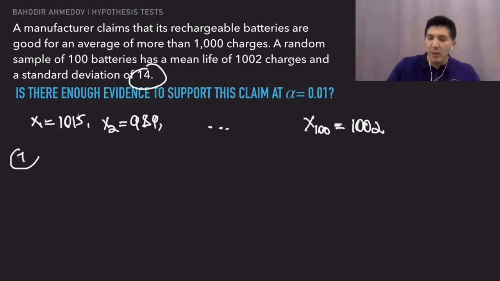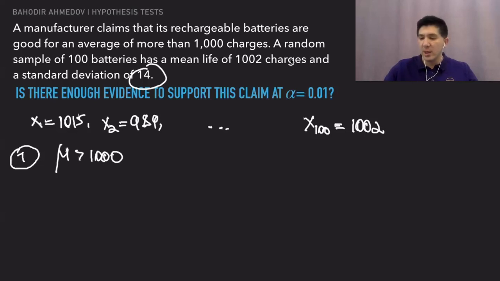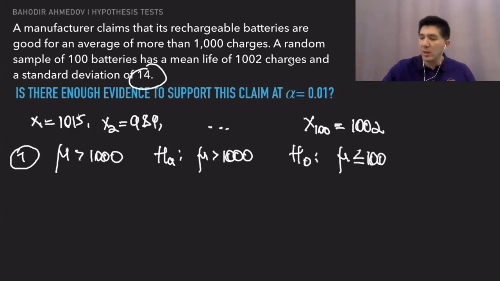Step number 1 is we need to write down the claim mathematically. The claim tells us that the average lifetime is more than 1,000. This is our claim, and since it has a greater sign, this is the alternative hypothesis. So the alternative hypothesis is mu is more than 1,000. We always need to define both hypotheses, the alternative and the null. The null hypothesis is the complement, or the opposite, of the alternative hypothesis: mu is less than or equal to 1,000.